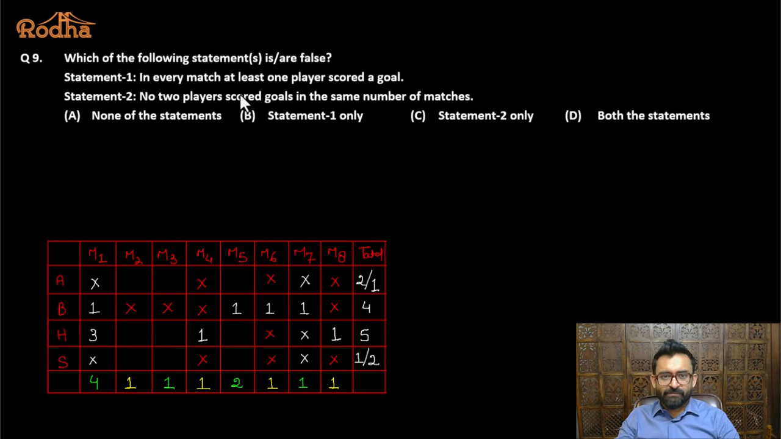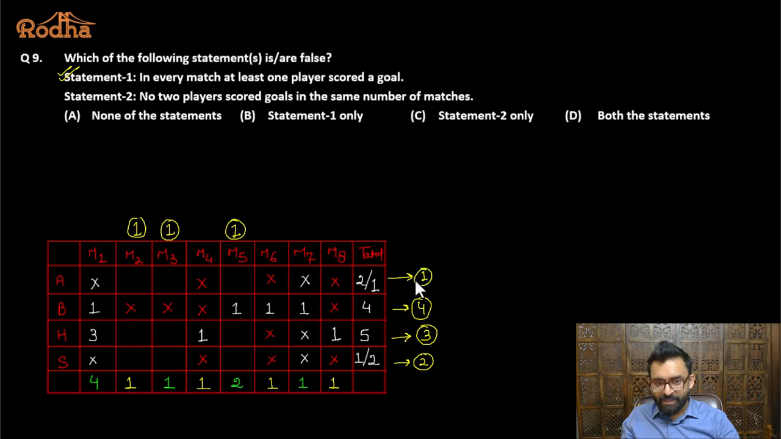Fine. Question number 9. Which of the following statements is true or false? Statement 1: in every match at least one player has scored a goal. That's okay, in every match there is a goal. That statement is true. Statement 2: no two players scored goals in the same number of matches. If Amala is going to score 2 goals, we have just discussed this, one goal is here, one goal is here, one goal is here. Bimala scored goals in 4 matches, and Harita scored in 3 matches. Sarita scored in either 2 matches or 1 match. If Sarita is going to score in 2 matches, Amala will score in 1 match. And if Amala is going to score in 2 matches, Sarita will score in 1 match. Either way, the second statement is also true. So both the statements are true. Okay, the answer is D, Delhi.